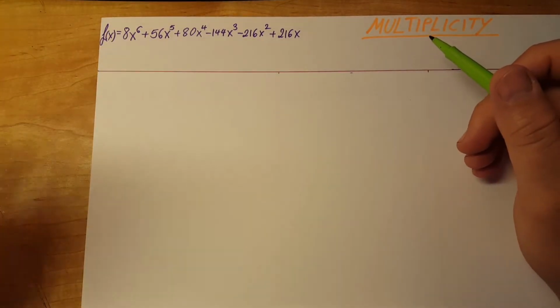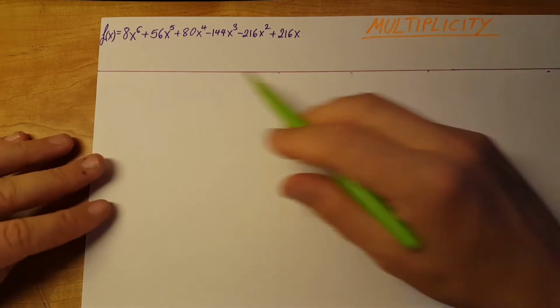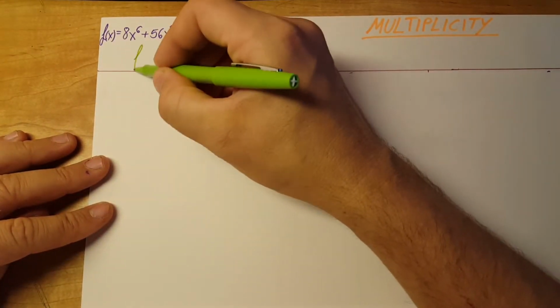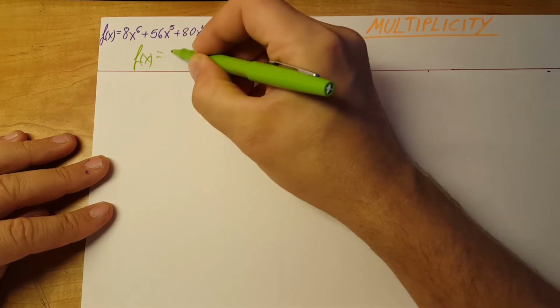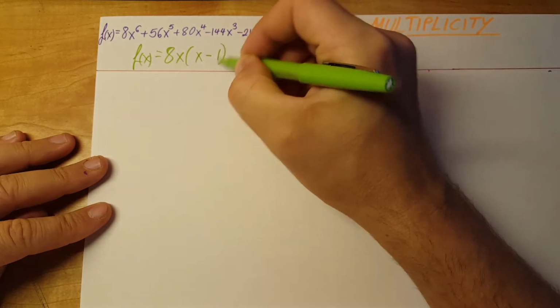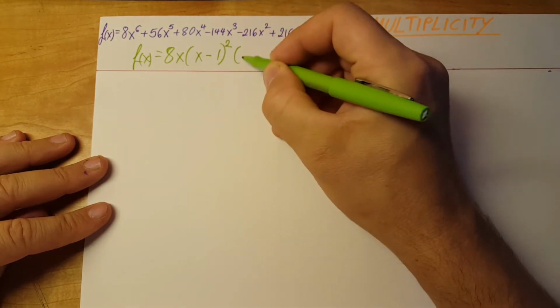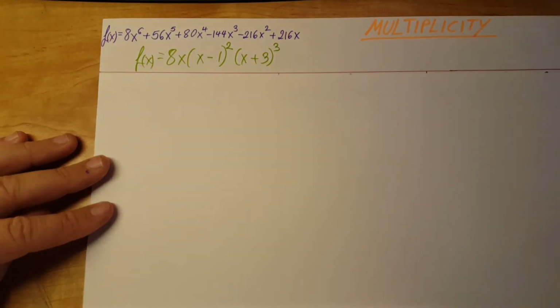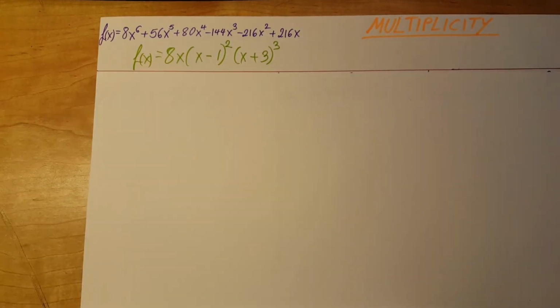In this video, I'm not talking about factoring, so I'm just going to write down the factored version of it, which would be f(x) = 8x(x - 1)^2(x + 3)^3. Okay, and this would be the factored version of this one. And now we can see much better which are the zeros of the function.